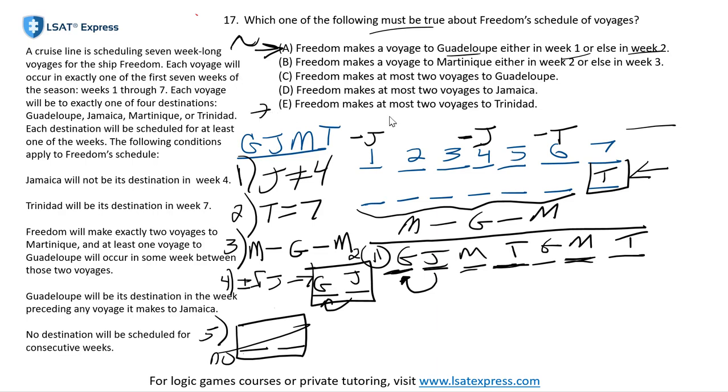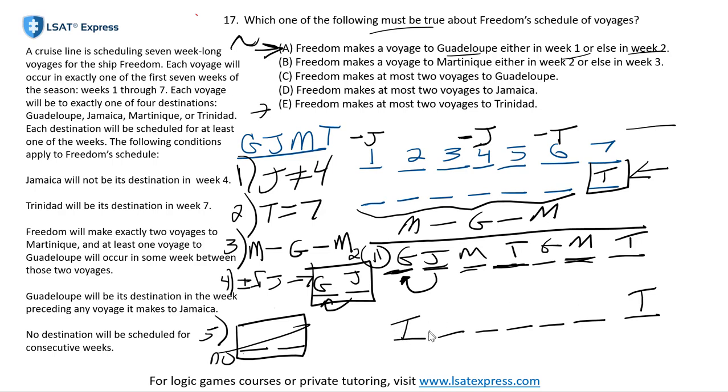I look at answer E. At most 2 voyages to T. Could you make more than 2 voyages to T? Could you make 3 voyages to T? Well, let's see. If I wrote my 7 slots, bring down the T. Of course, you can't have T's next to each other. So what if I spaced out the T's? Could I have 3 T's?